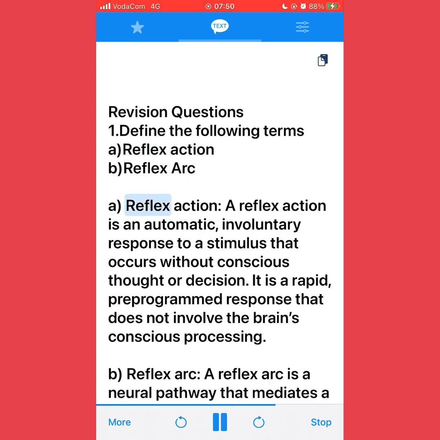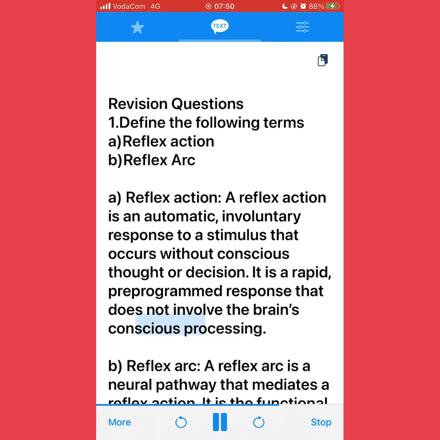A. Reflex action. A reflex action is an automatic, involuntary response to a stimulus that occurs without conscious thought or decision. It is a rapid, pre-programmed response that does not involve the brain's conscious processing.